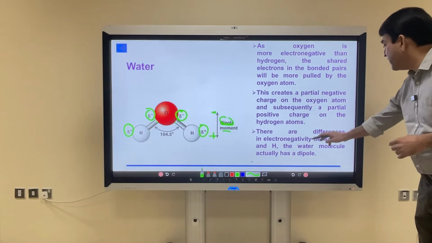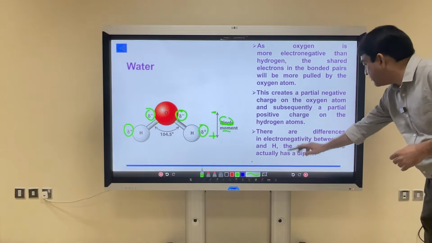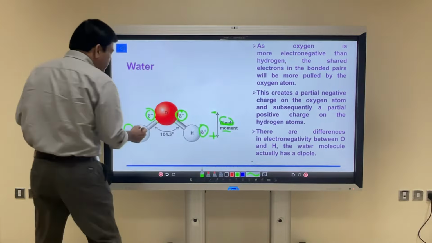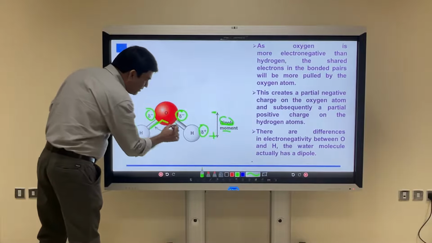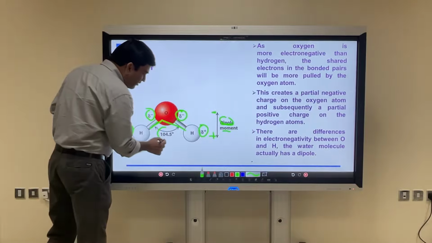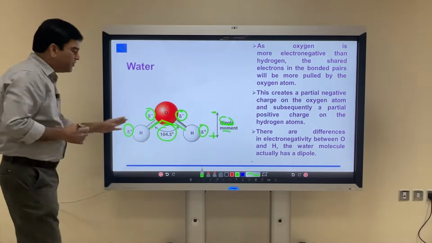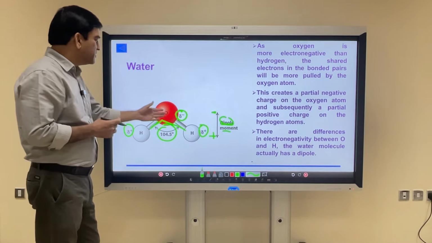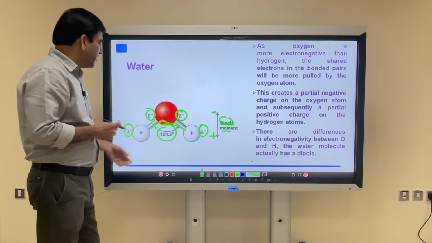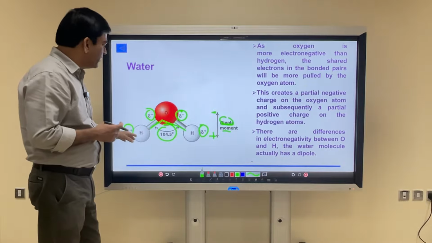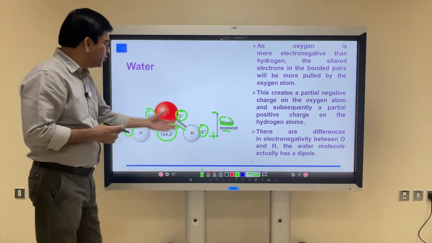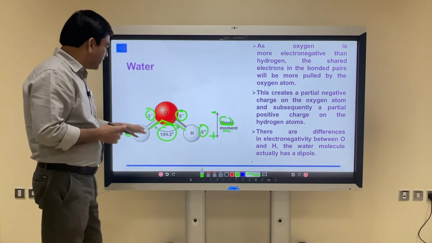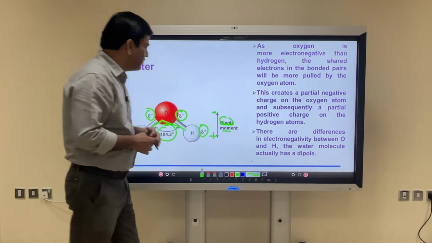There are differences in electronegativity between oxygen and hydrogen. The water molecule actually has a dipole, and if you see the bond angle between H-O-H, the bond angle is 104.5 degrees. Oxygen is partially negative and hydrogen is partially positive, and that creates a dipole. There's negative and positive over here, and the H-O-H bond angle in the water molecule is 104.5 degrees.